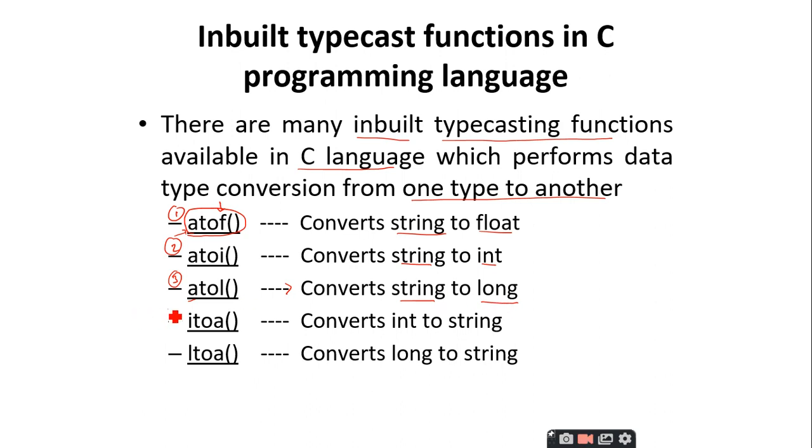The reverse functions are also there. Here, I to A means you are going to convert the integer to string. Similarly, L to A converts the long int to string. These are the various predefined typecast functions available in C for converting strings into floating point values, integers or long integers.